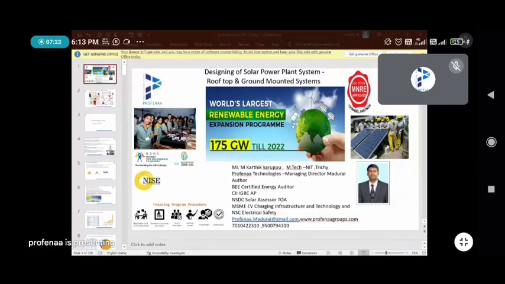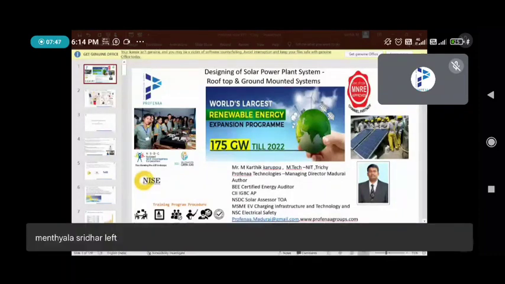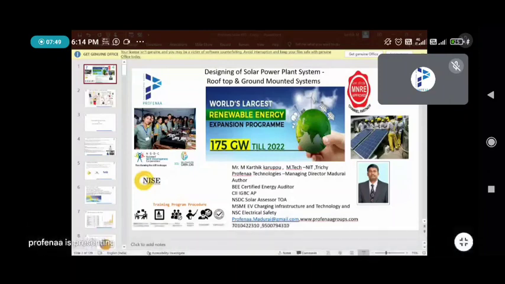Only that much we achieved. So what is the gap? A 60 gigawatt gap is there. That is why our topic is renewable energy and its opportunity. What is the scope? Whether it is suitable for employment or not. There is definitely a gap, so definitely there is a job opportunity.